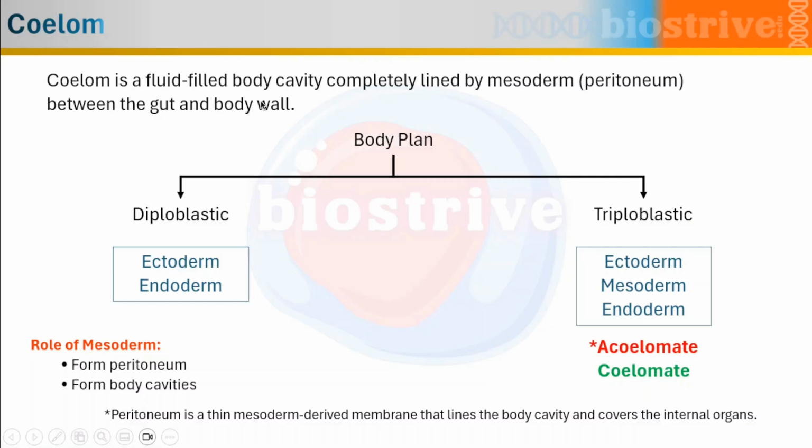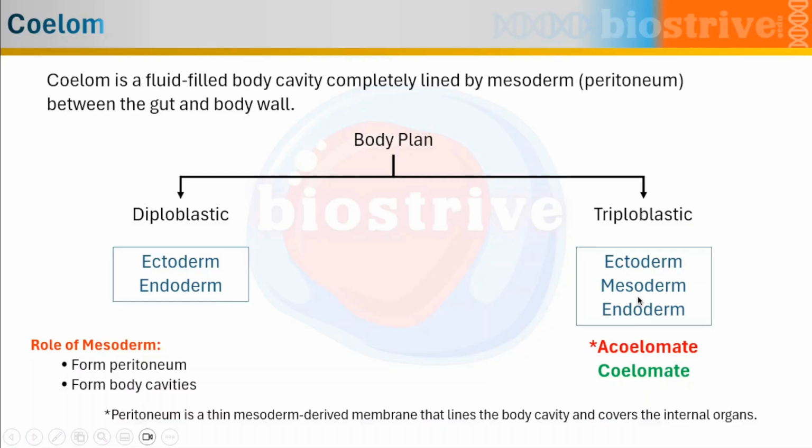On the basis of body plan, organisms can be classified as diploblastic organisms or triploblastic organisms. As the name suggests, in the diploblastic organisms, there are developmentally two germ layers. The first one is ectoderm, which will form the body wall, and second is endoderm, which will form the gut wall. Whereas in case of triploblastic organisms, there is an additional layer present in between the ectoderm as well as endoderm, and we call that layer mesoderm.